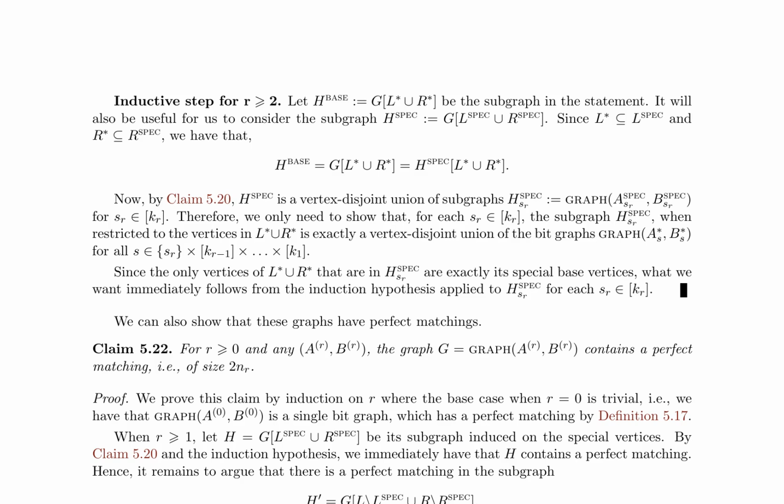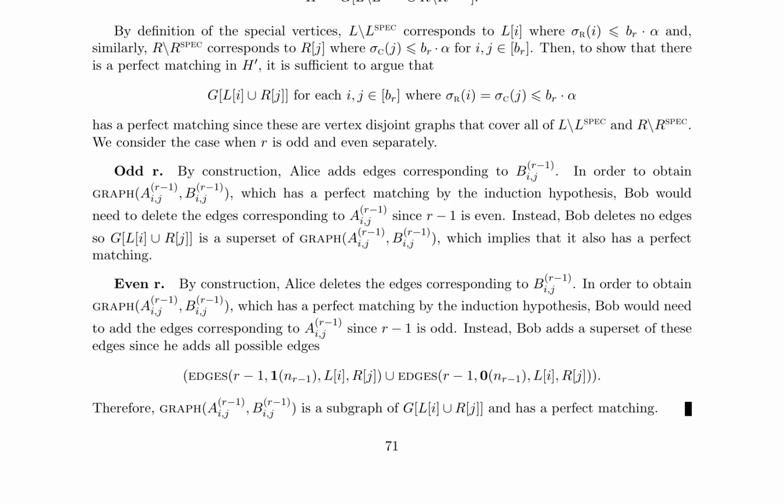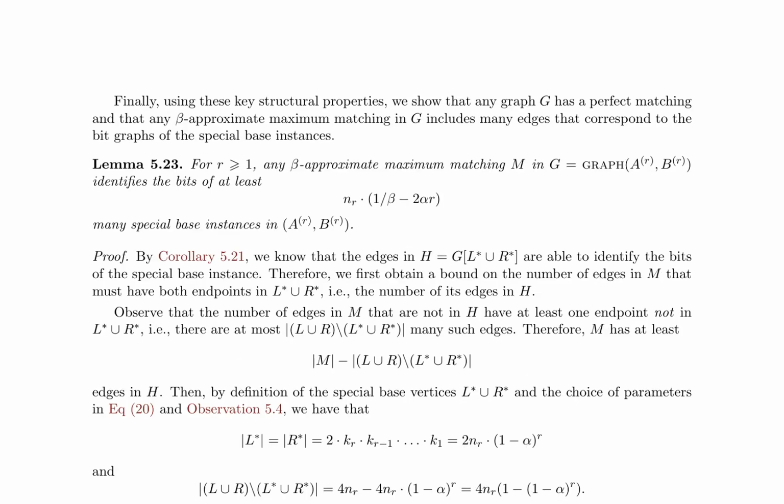The key properties of this graph construction include the following. 1. The graph G is a vertex disjoint union of subgraphs H_Spec, each of which corresponds to a special base instance. 2. Each subgraph H_Spec is itself a vertex disjoint union of big graphs, which are matchings of exactly two edges that can be used to identify the underlying bit of the special base instance. And 3. Any beta approximate maximum matching in G identifies the bits of at least n_r (1/beta - 2 alpha r) many special base instances in A_r, B_r.